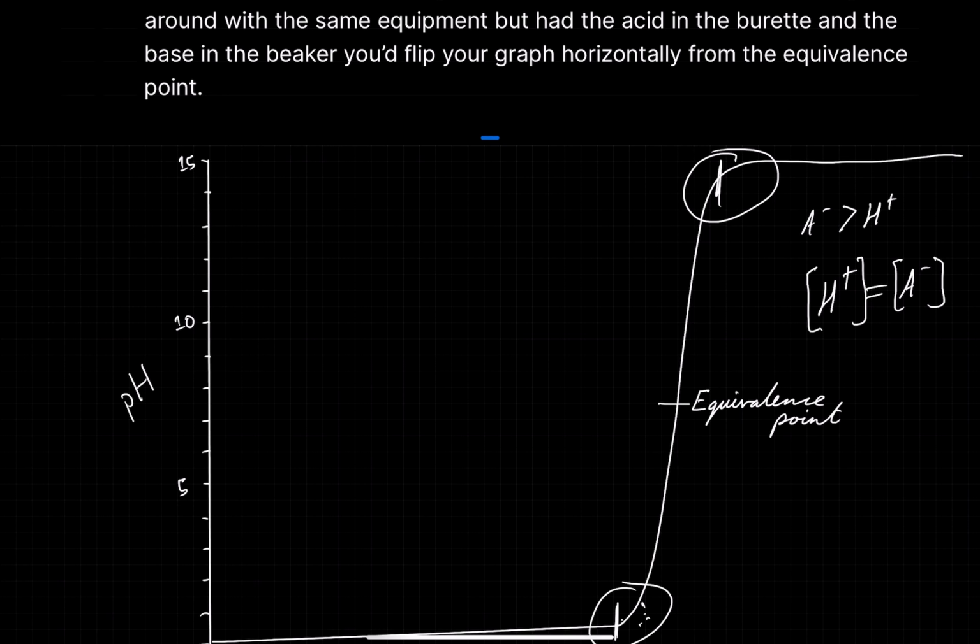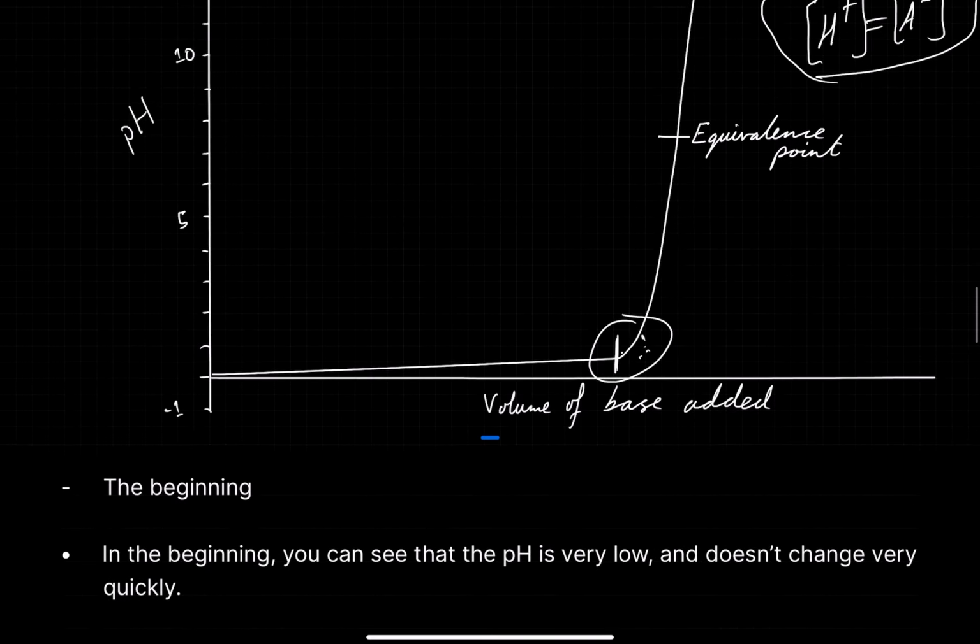Just use this: H plus is equal to A minus is the equivalence point. But as soon as it gets past that equivalence point, A minus is greater than your H plus. And it just stays like that.